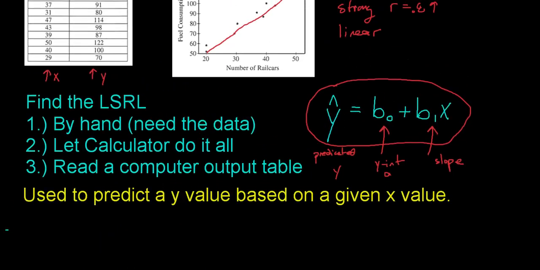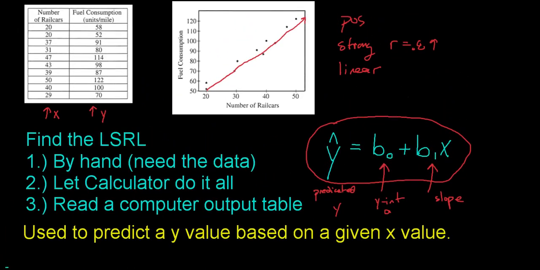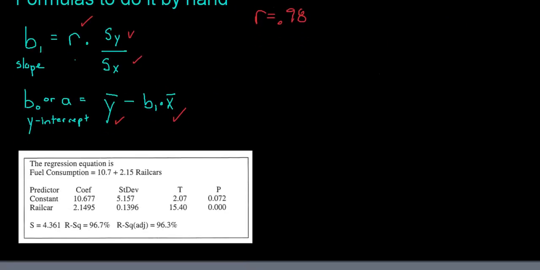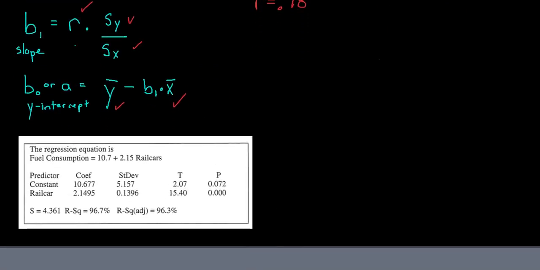All right, the third way to get a least squares regression line is to read a computer output table. So a computer output table is something that looks like this right here, where everything is given to you. Now first off, this is a really cool computer output table because they literally just give you the equation right here. The fuel consumption is equal to 10.7, that is your y-intercept, plus 2.5, that is your slope, times the rail cars. Most don't give you that, to be honest.